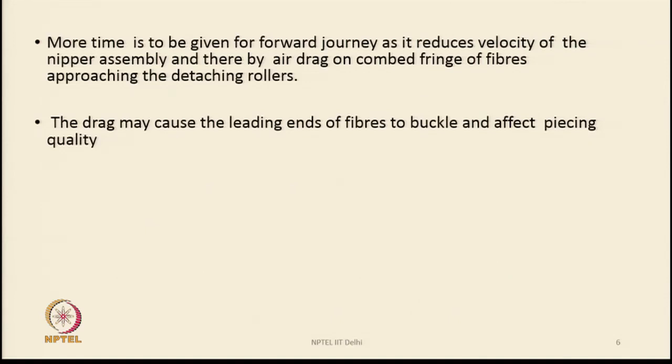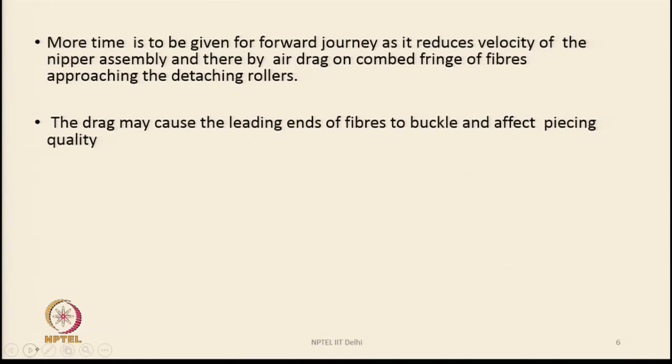So, the Nipper assembly velocity we can calculate when it holds the fringe and moves forward at high speed. Then the fringe has a tendency to get buckled because of the resistance of the air. So, in order to reduce this resistance of air or the drag of air on the fringe, we will try to reduce the velocity while it is moving forward. The other thing is the drag also may cause, as written here, the leading edge to buckle, as I have already mentioned, and if the end buckles, then it will affect the quality of the piecing.